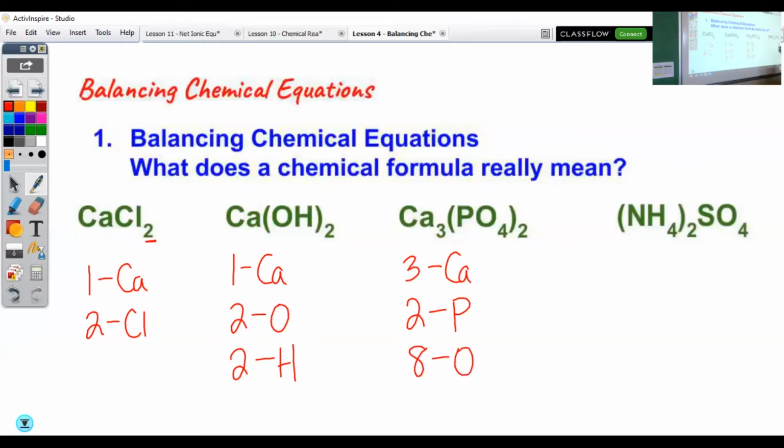And finally, with our last example, again, multiplying through, I have 2 nitrogens. I have 8 hydrogens. I have just 1 sulfur. And I have 4 oxygens. Hopefully you recognize without parentheses, the subscript only applies to the element that it's next to. When I add parentheses in, that subscript then gets distributed to each of the elements inside of the parentheses.